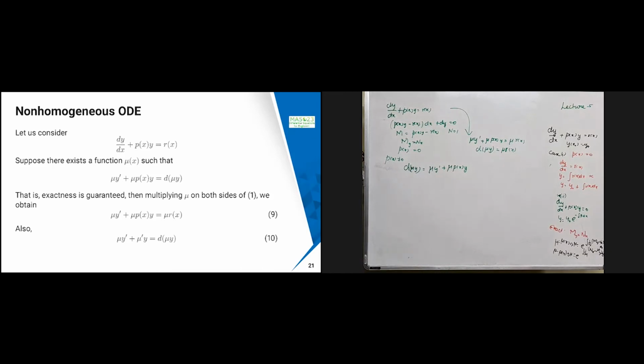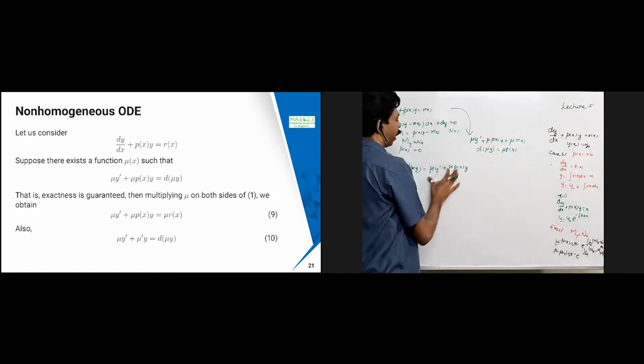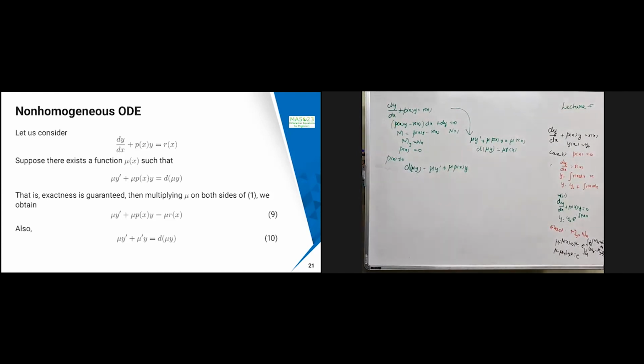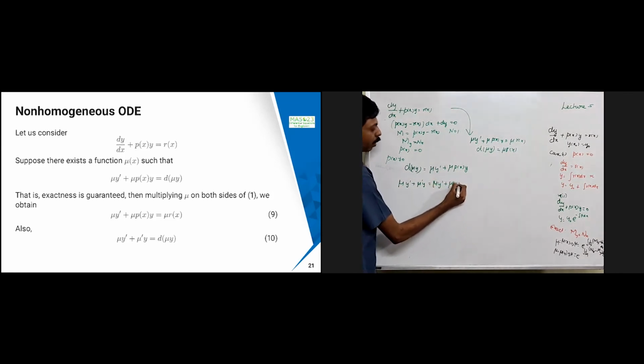Suppose my d of nu y is satisfying only the left hand side, then that is going to be exact. So I have to evaluate this. What is d of nu y? d of nu y is nothing but nu into y dash plus nu dash into y, which is equal to nu into y dash plus nu into p of x into y.